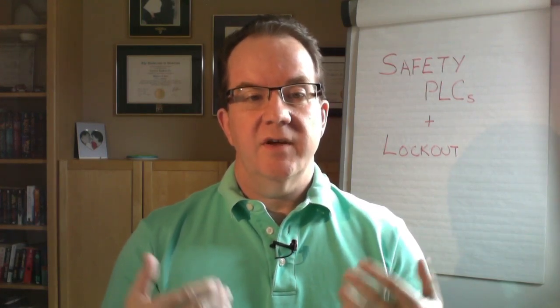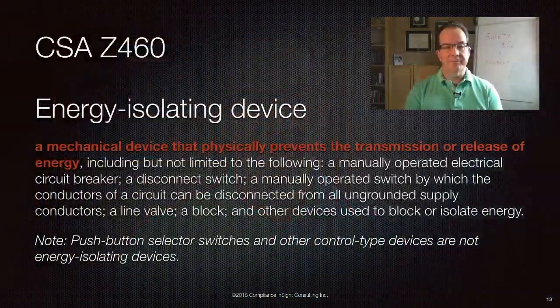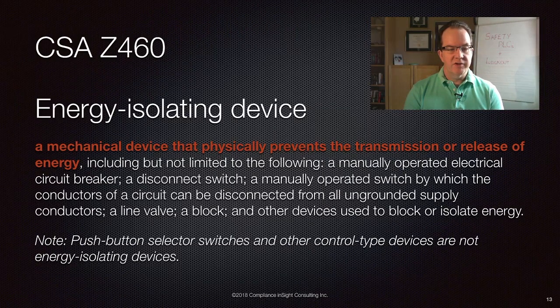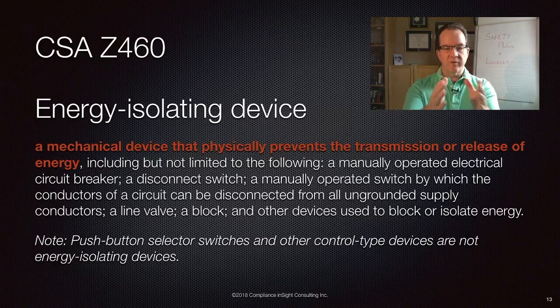Okay. So this whole discussion then brings us around to the key question, which is, can a safety system like a Safety PLC be used for lockout? One of the key aspects of the definition for lockout is that the isolating device is a mechanical device. Okay, so we need to go back and look at that definition again just to keep it in our mind here. So energy isolating devices are a mechanical device that physically prevents the transmission or release of energy. Okay, those are the key words when we're thinking about that energy isolating device. Then they give you a list.